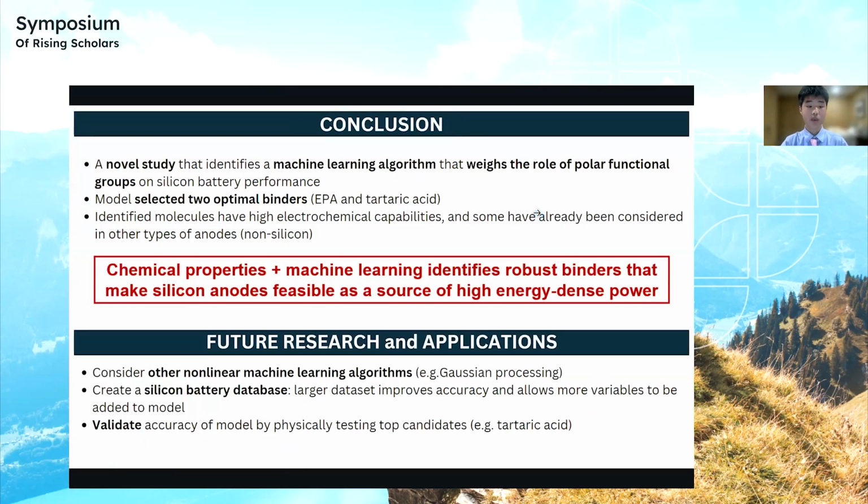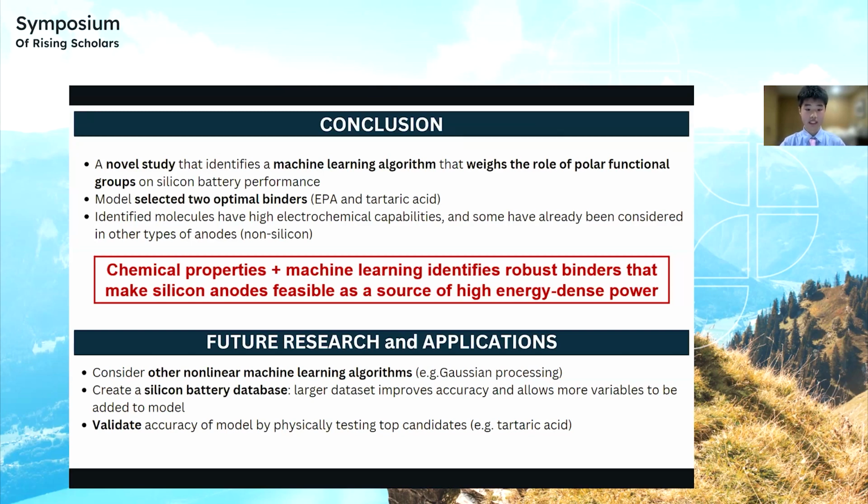In conclusion, my study was a novel study because it gave the user the ability to compare millions of binders in an instant, whereas previous studies were only able to compare 2 binders at a time with limited equipment and physically testing the batteries through electrochemical means. And I provided a machine learning algorithm that would weigh the effect of polar functional groups to identify the predicted capacity retention of silicon batteries with different binders.